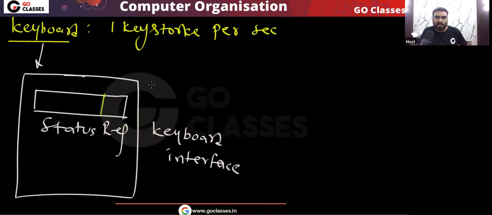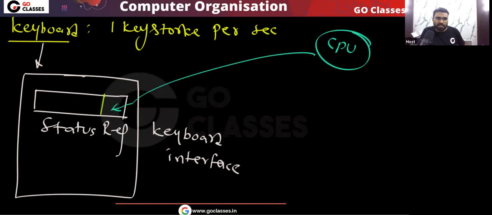The CPU is checking: is this bit ready, is the data ready? Yes or no? So you can easily see what the CPU is doing. Notice, it is checking this bit, this status bit, once every 10 milliseconds. Okay, is this clear?